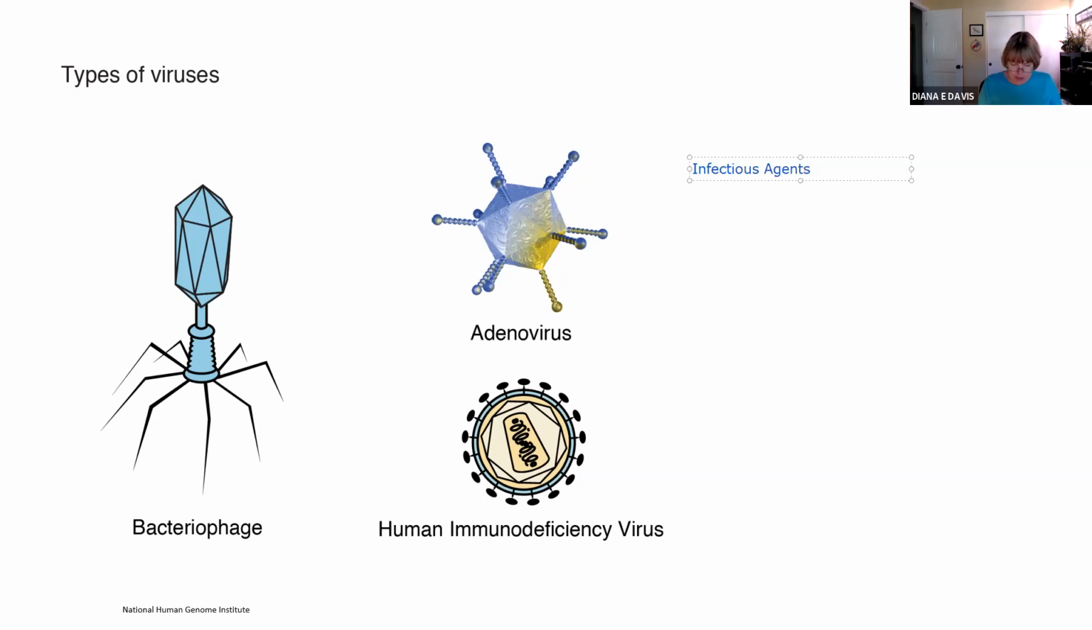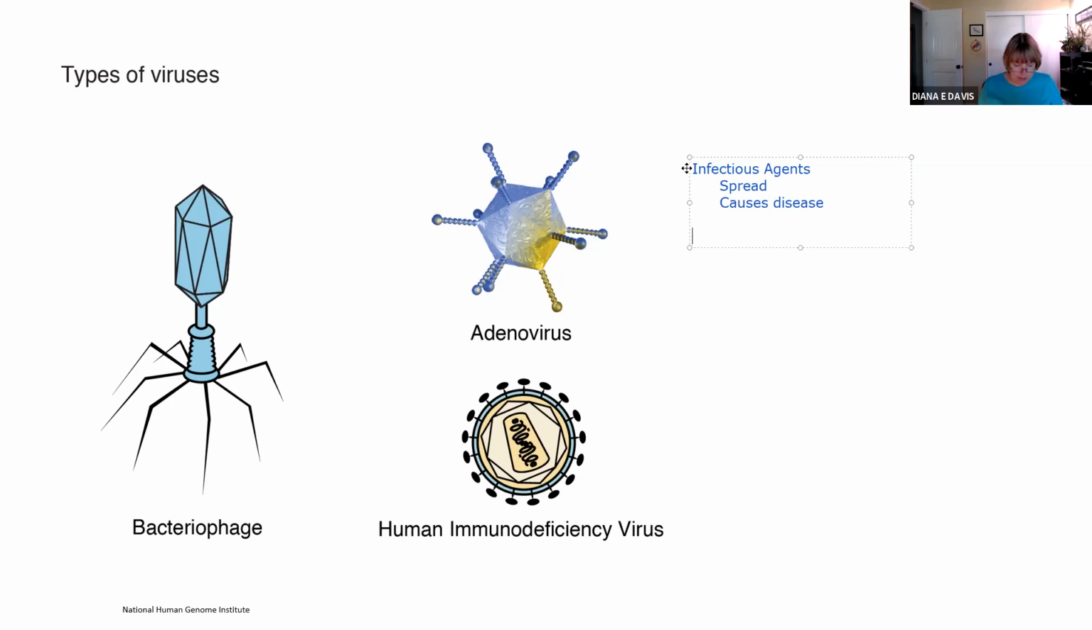So infectious agents are anything that can spread between people. It has to spread, and it causes disease. It doesn't have to cause disease in everybody who's infected, but it has to cause disease in some people who are infected.